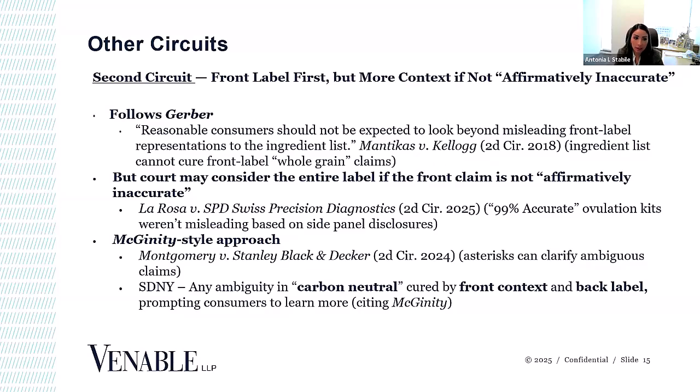But the Second Circuit cases are still following the McGinity test. They say asterisks can cure an ambiguous claim, and at least one district court in New York has expressly applied the McGinity ambiguity test, finding that a carbon neutral claim on the front label was ambiguous.